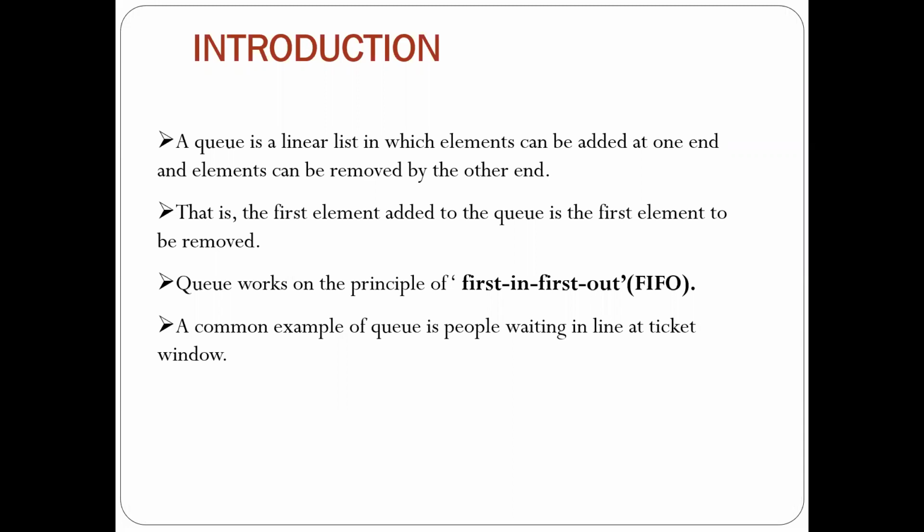It is a linear data structure in which we add elements from one end and delete elements from the other end. A queue follows the first in first out property. That's why the main principle of the queue is FIFO, that is first in first out. A common example of a queue that we all know is people waiting in a line at the ticket window.